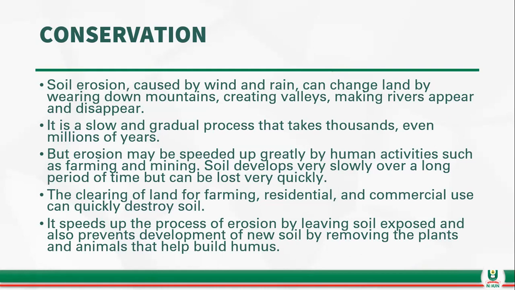They bring them to the form in which plants can pick them up and use them. So erosion may be speeded up greatly by human activities such as farming and mining. So soils develop very slowly over a long period of time, but can be lost quickly. To expose the particular soil to erosion forces, it just takes probably just one rainy season.